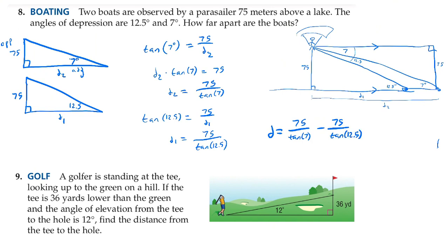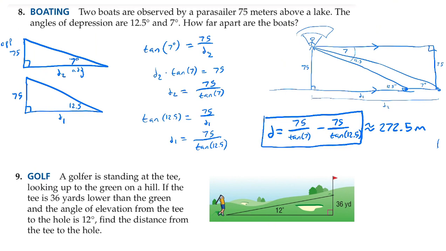I'm plugging that all into my calculator. That's the exact answer, but that's approximately equal to, so I'm going to go 75 divided by the tangent of 7 degrees, ending my parentheses there, and then all minus 75 divided by the tangent of 12.5, again ending my parentheses. Then we get around 272.5. The units here were meters above the lake, so they're about that many meters apart.